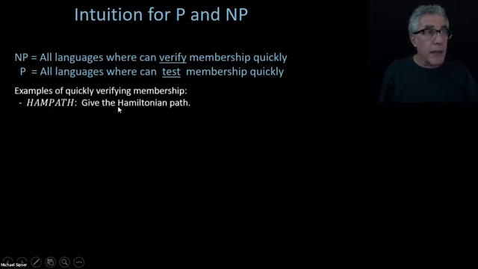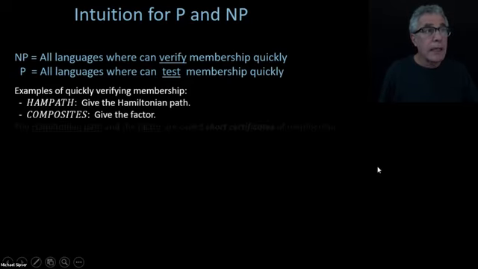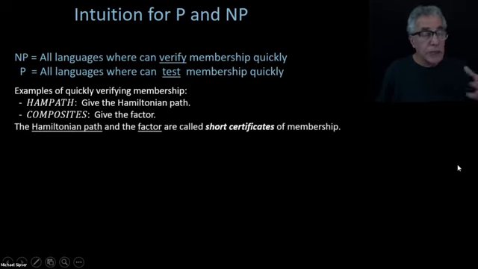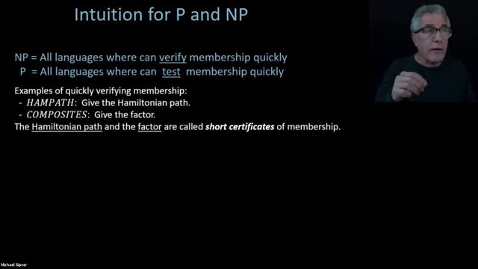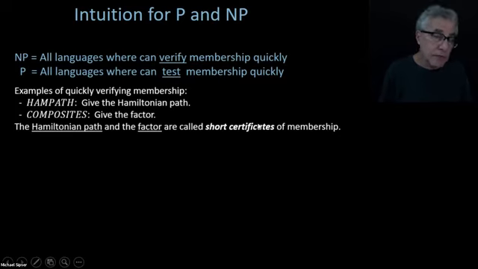In the case of the Hamiltonian path problem, the way you verify the membership is you give the path. In the case of the composites, the way you verify the membership is you give the factor. In those two cases, and in general, when we have a problem that's in NP, we think of this verification as having what we give a special name, called a certificate, or sometimes a short certificate, to emphasize the polynomiality of the certificate. It's like a way of proving that you're a member of the language.